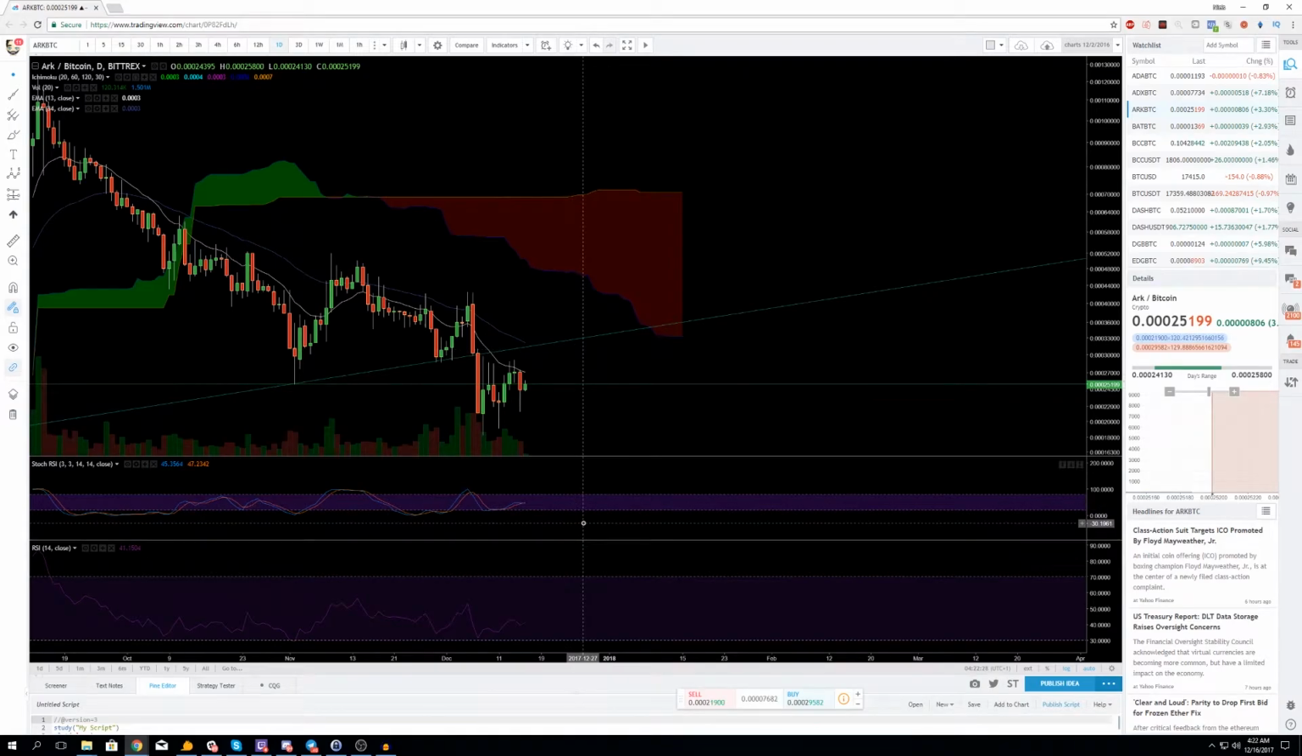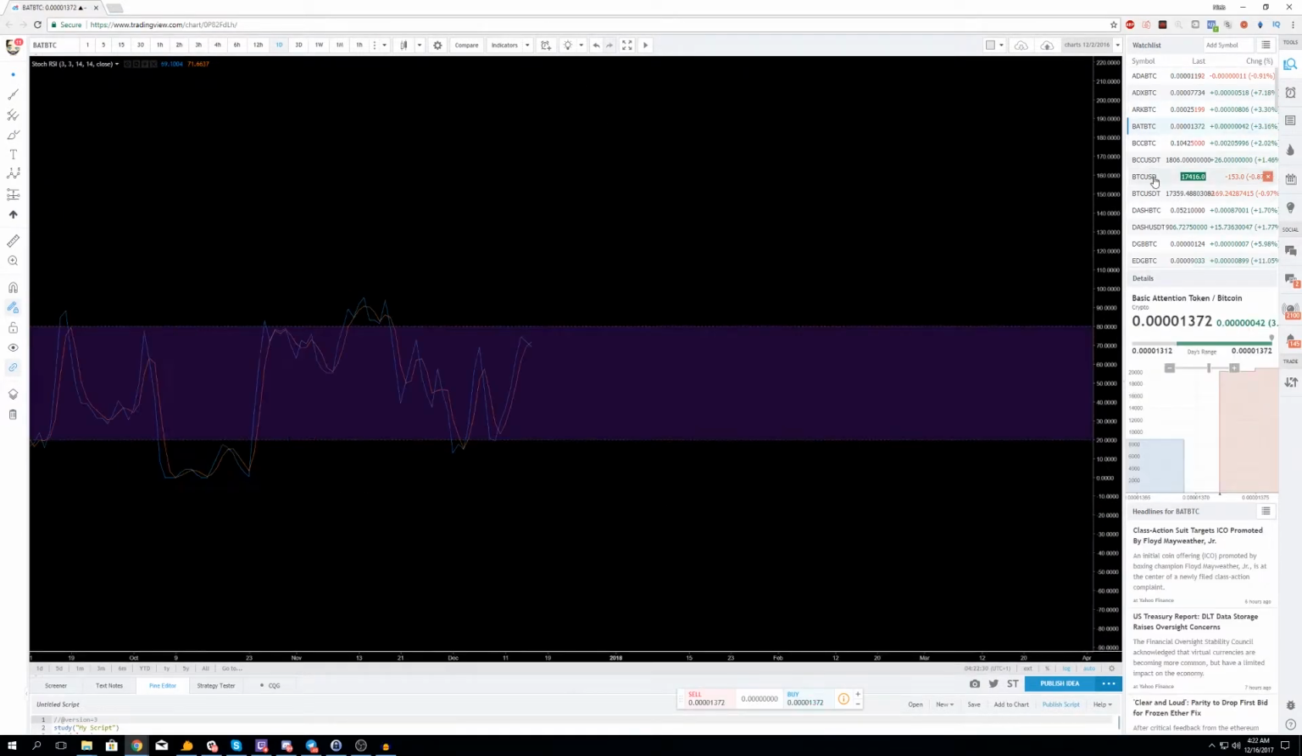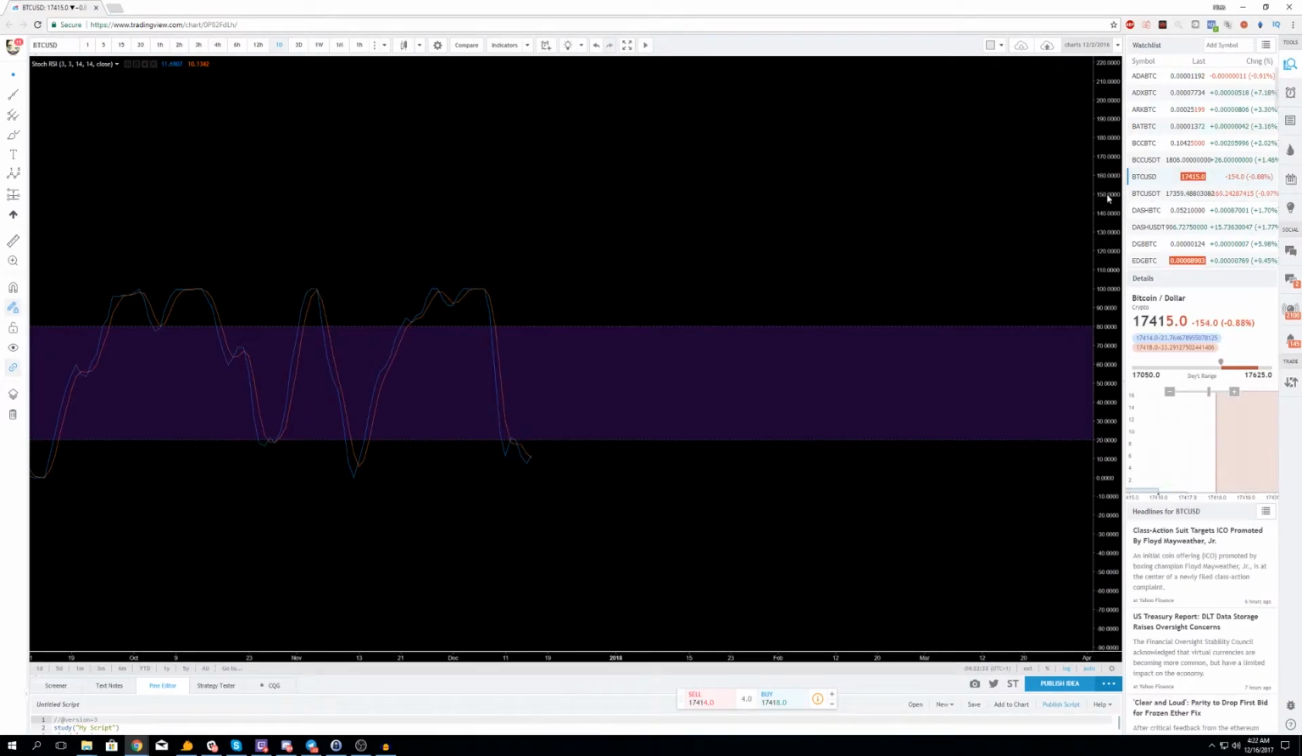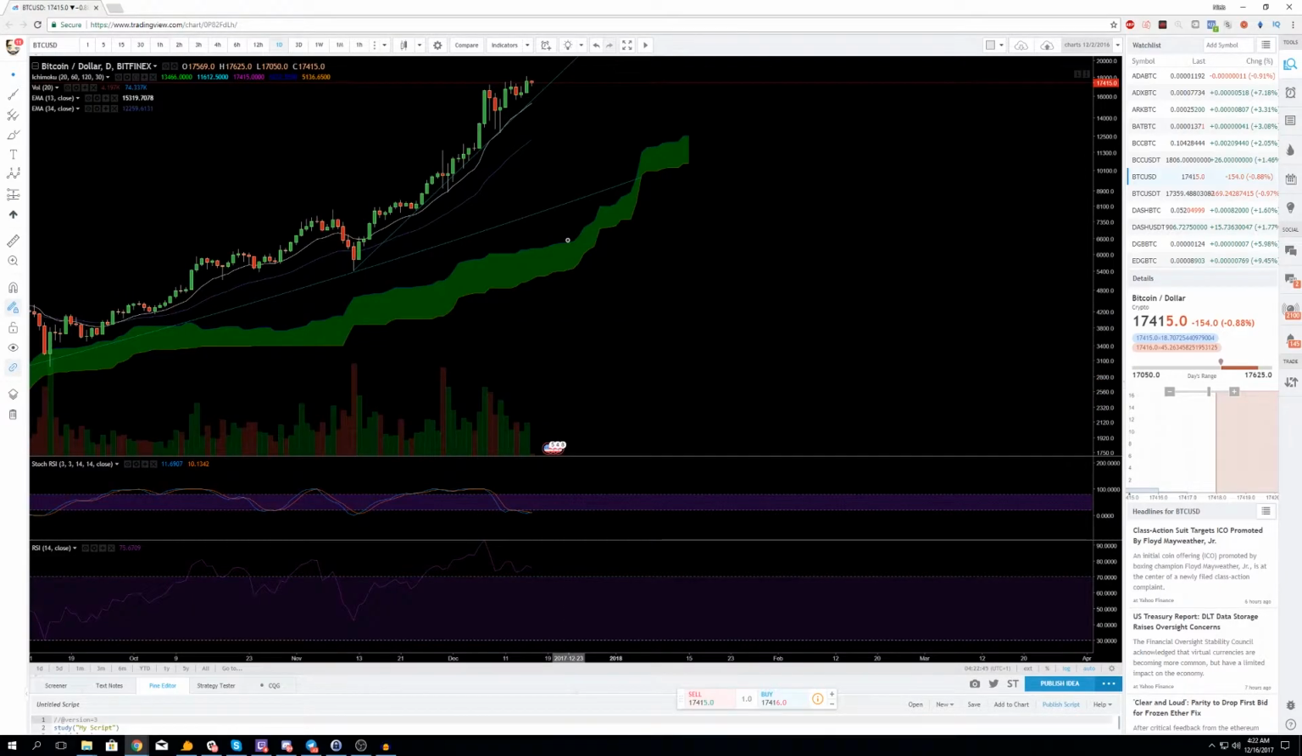So you can go over any chart you want, right? So let's take Bitcoin here. Now you see something on Bitcoin. This is interesting, right? It's on the down and it's crossing up. Does that mean we get another run on Bitcoin? Yes, guys, it does mean it.